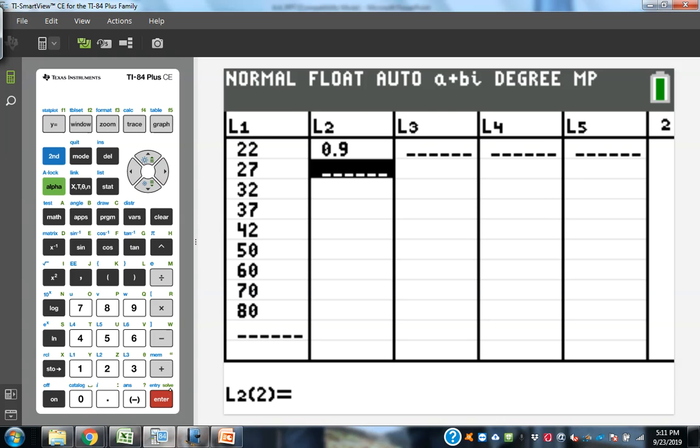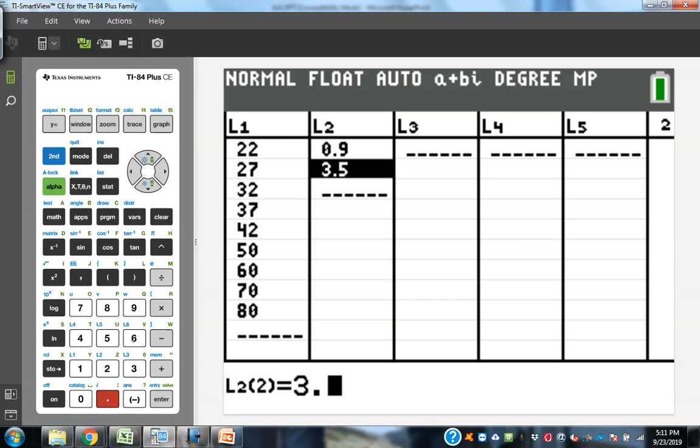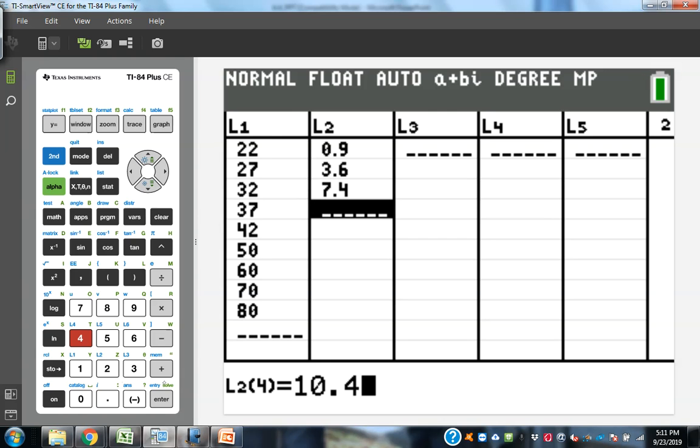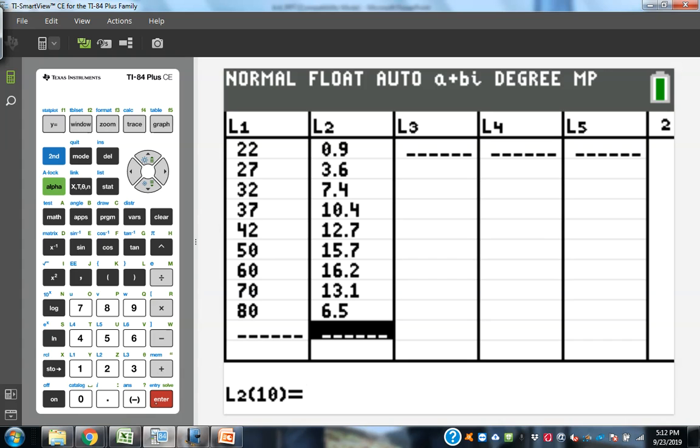So 0.9, 3.5. Is that 3.5? No, it's 3.6. 3.6 for the second value. Third value is 7.4, 10.4, 12.7, 15.7, 16.2, 13.1, and 6.5. Okay. So we put those in the list.